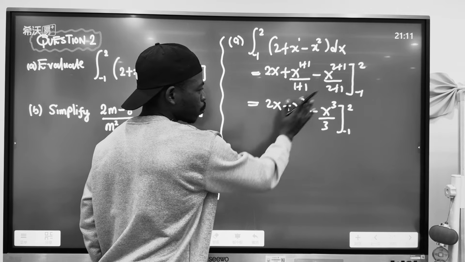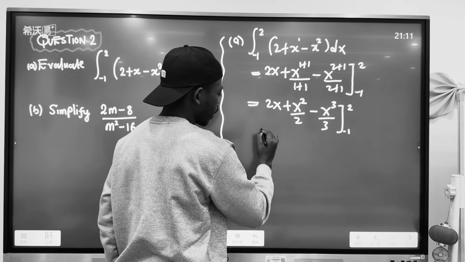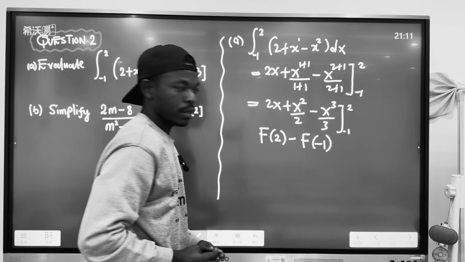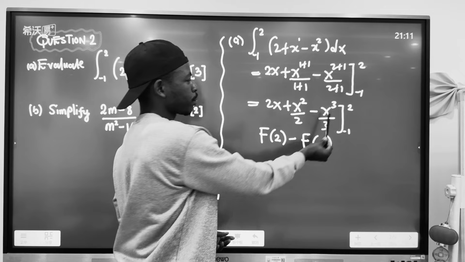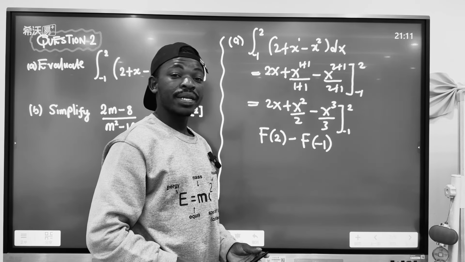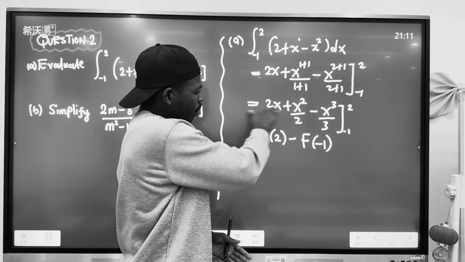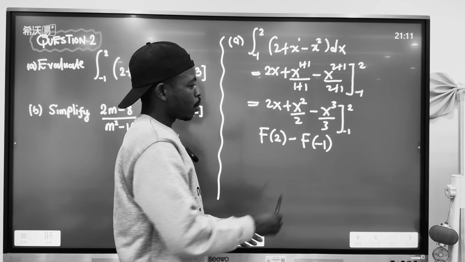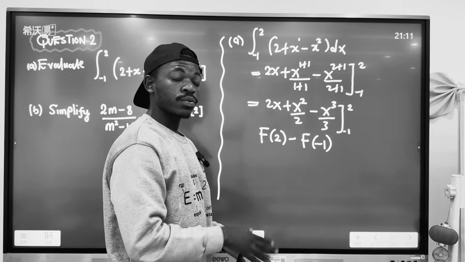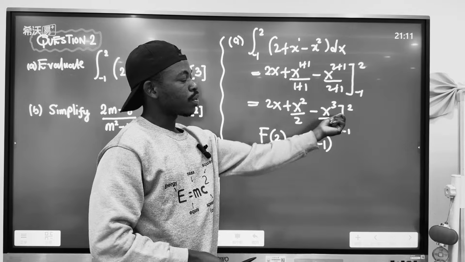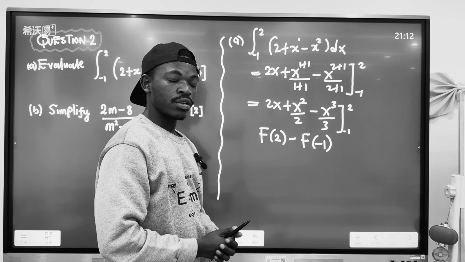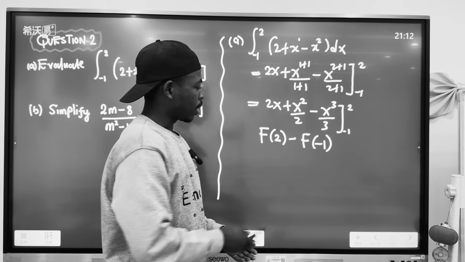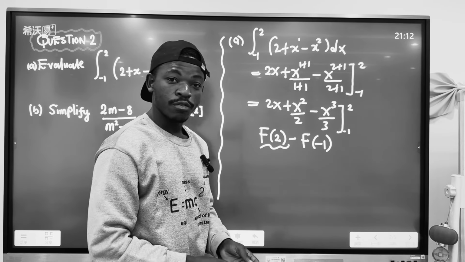How do we handle these limits? We're going to find f of 2 minus f of -1. What I mean is that you substitute wherever there's x. You first of all start with the upper limit. Wherever you see x, you substitute with a 2. Then after that, you say minus, and wherever you see x again, you substitute with a -1. So you start with 2 and find the value, then you go in with -1 and find the value. Then you subtract the two answers. That is what I mean by f of 2 minus f of -1.